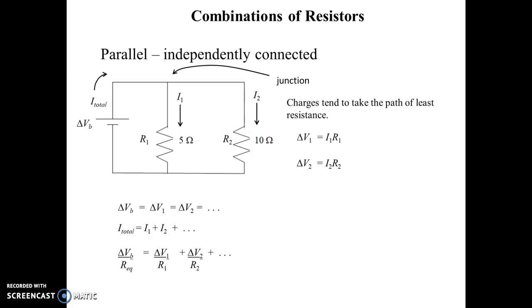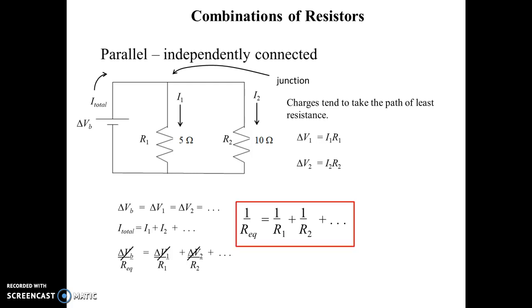You should probably know what comes next. We're going to look for something that's common, and here we see that all the voltages are the same, so the voltages will cancel out. And what are we left with? 1 over REQ equals 1 over R1 plus 1 over R2 and so on and so forth, which we'll box in as our equation that will get us the equivalent resistance in a parallel connection of resistors.